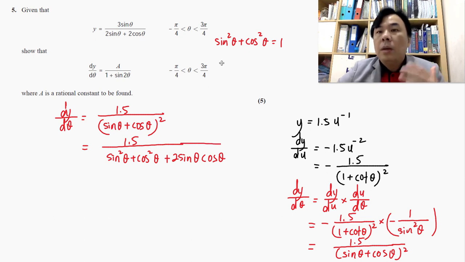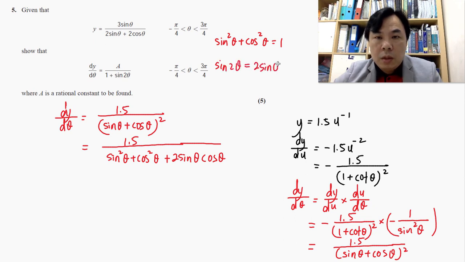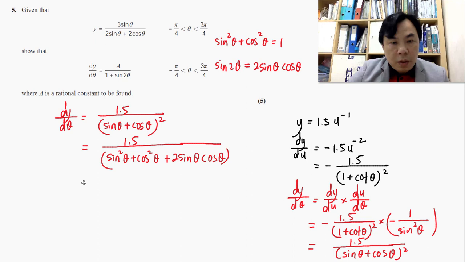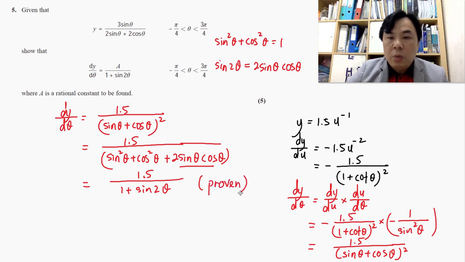And then again, by using one of the double angle identities, you have sine 2 theta equal to 2 sine theta cos theta. So from here, we can simplify this as 1.5 times 1 plus, okay, these sections can be written as sine 2 theta. And then there you have it. We managed to prove this using chain rule instead of quotient rule, where our rational number a is equal to 1.5 here, right?